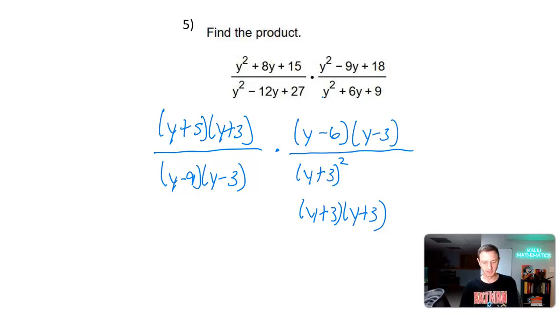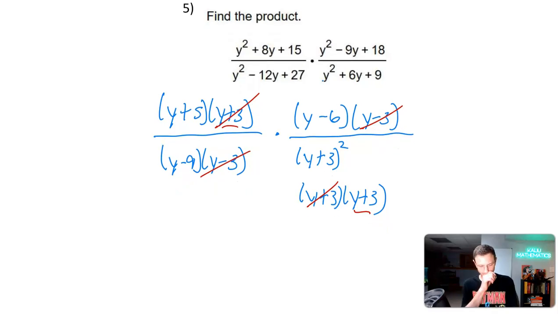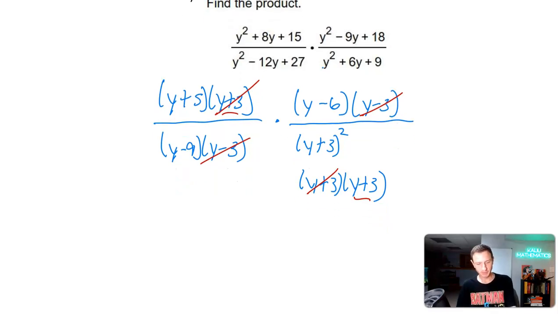Hopefully we have some decent simplifications. Let's see, I got a y plus 3 here on top, y plus 3 on bottom. Now keep in mind, this is y plus 3 squared, so I still have a y plus 3. Only one of the y plus 3's cancel out, so I'm left with still a y plus 3. I have a y minus 3, y minus 3, so those are going to simplify. I don't think I have anything else.